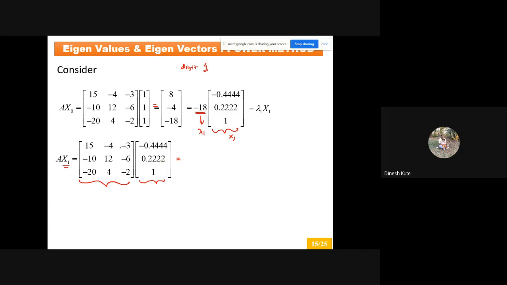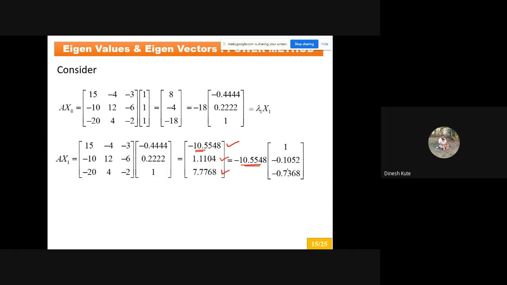Or you can directly put in the calculator also: 15 into this, minus 4 into this, minus 3 into this, and you can directly write this first value. So it is up to you which way is convenient for you. So minus 10.5548. Yes, minus 10.5548, correct? 1.1104 and 7.7768. Okay, correct.